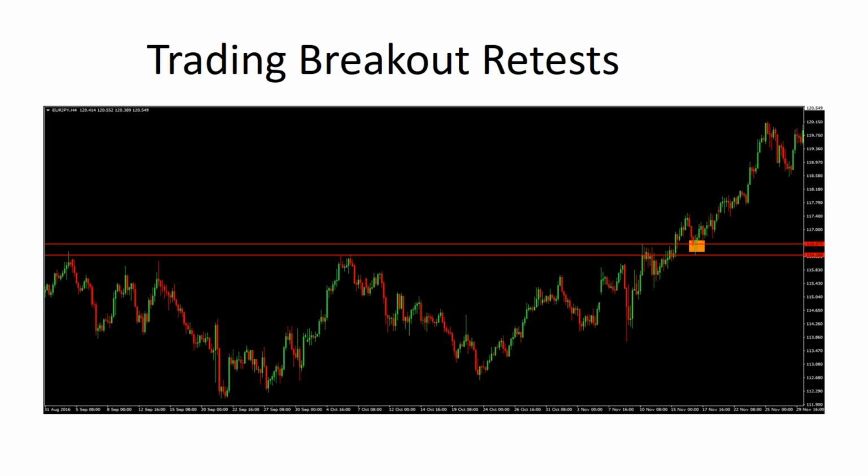And again, if this was the other way around, if we were trading a bearish setup, we'd wait for price to break down below a support level and then retest the broken support level, which we'd then be looking for to provide resistance.